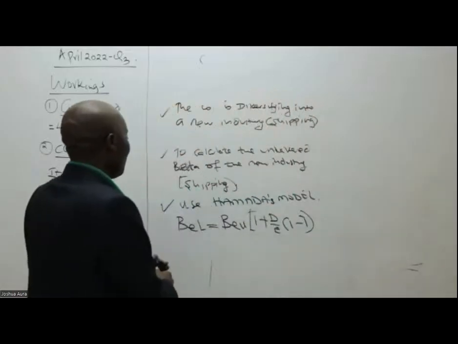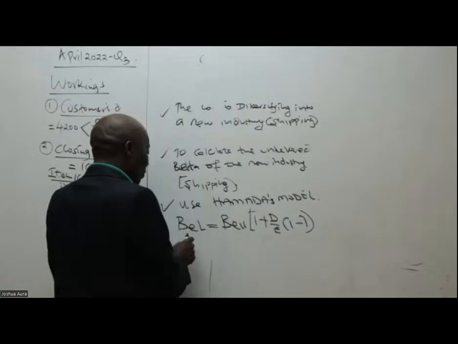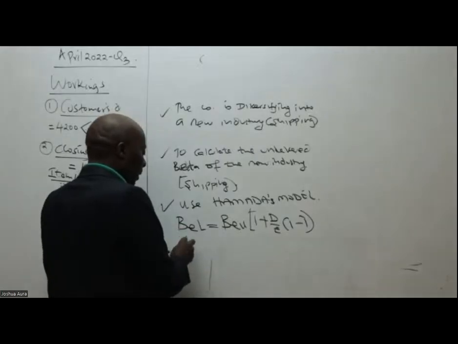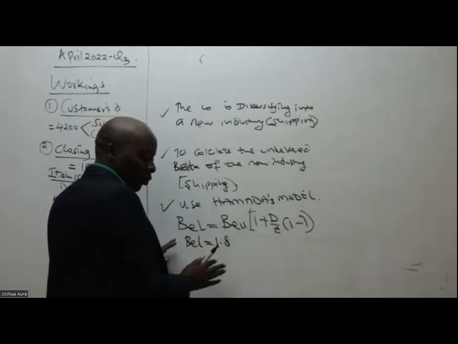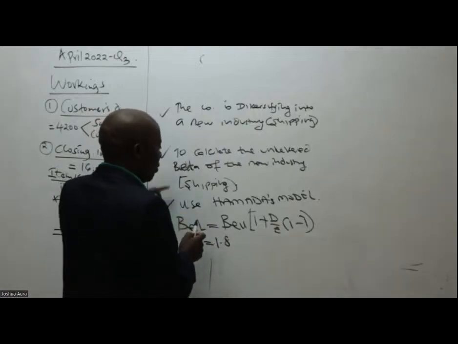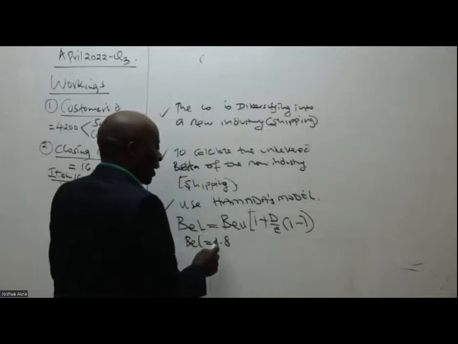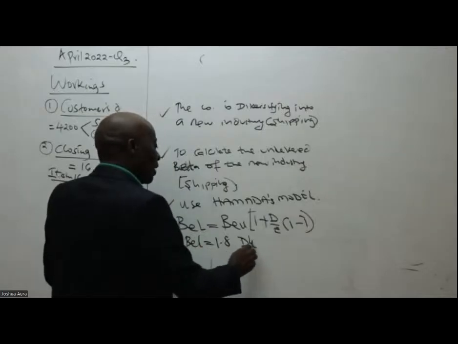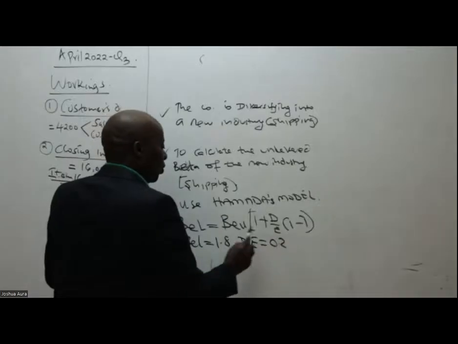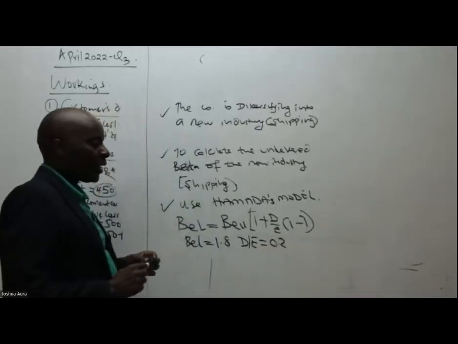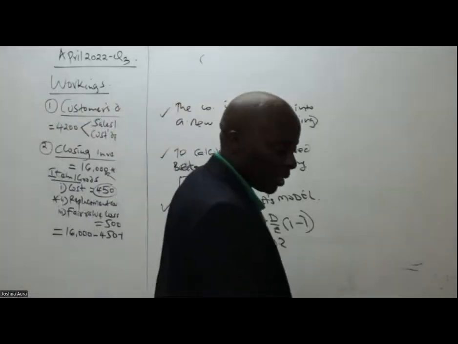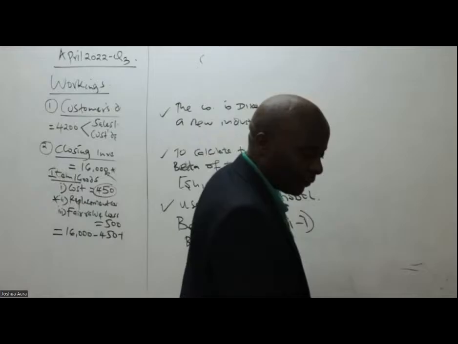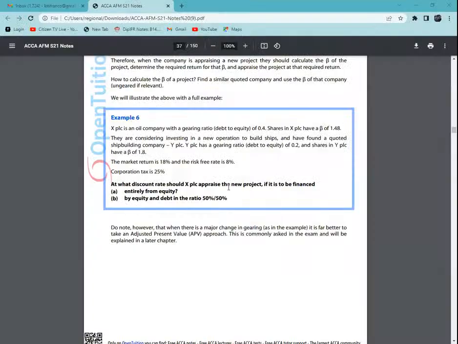So meaning, ladies and gentlemen, that they have given us Bell. You know, Bell is beta equity levered. So Bell is beta equity levered, which in this case is 1.8 of the new industry. We're talking of the new industry, 1.8. And fortunately for this new industry, they have given us the debt to equity ratio as 0.2. I'm not guessing here. They have told us debt to equity of this is 0.2.